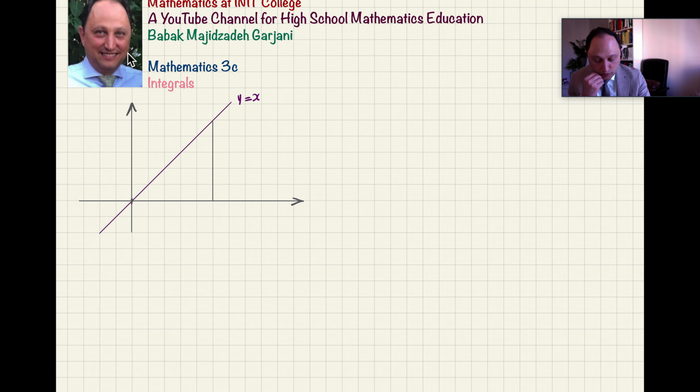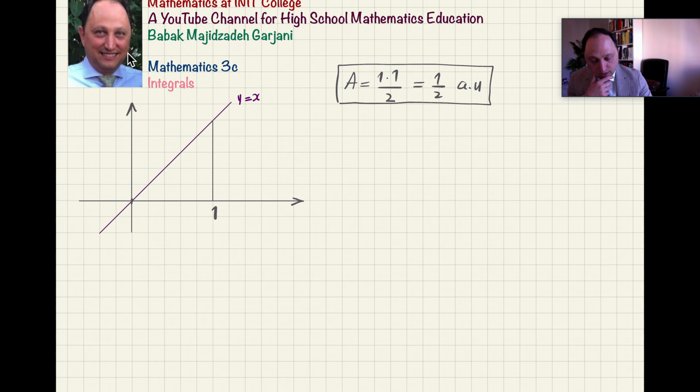Okay, first tell me what is the area. So here is 1. Here is 1. What is the height? Can you tell me? 1. It's also 1. So what is the area? So the area is 1 times 1 divided by 2, which is 1 over 2 area units. So this we know. Let us see if we can confirm this number using this fancy method today.